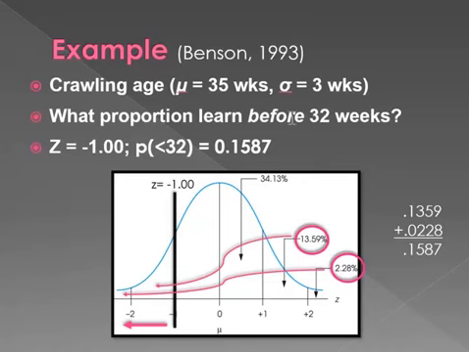And it's asking me what proportion learned before 32 weeks. Well, what I want to do is find, okay, what proportion is between negative 1 and negative 2, and then what proportion is beyond negative 2. And I want to add those up. That will give me my proportion of babies that learn to crawl before 32 weeks.